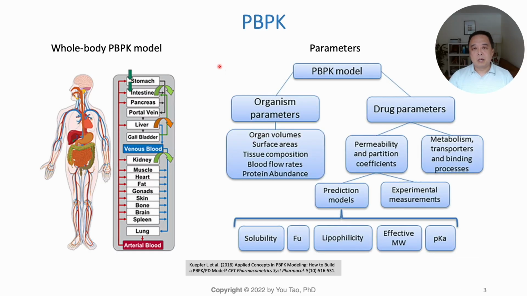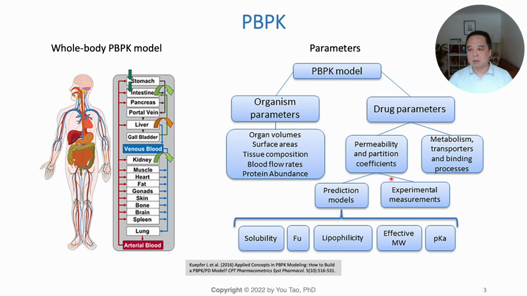Let's take a look at the PBPK models. On the left-hand side, you have a depiction of the whole-body PBPK model, where organs are connected by venous blood as well as arterial blood. On the right-hand side, you have different types of parameters going into this model. Broadly speaking, there are two different types of parameters: the organism parameters, which characterize the organ volumes, surface areas, and so on, and the drug parameters, such as permeability and partition coefficients.